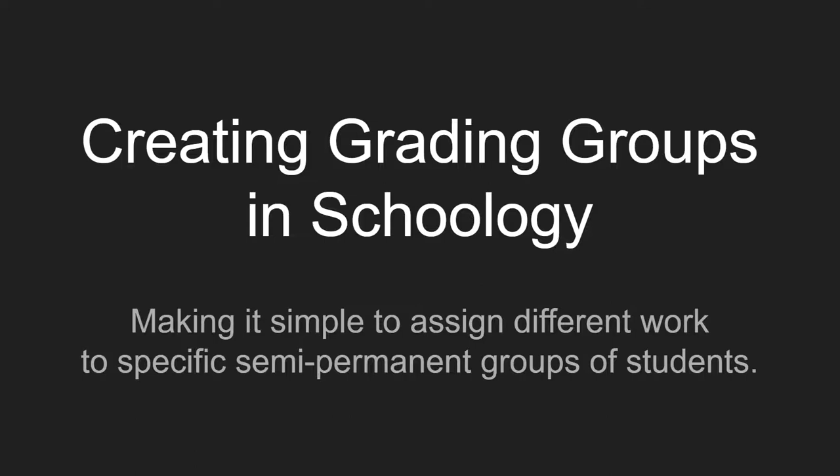This is a video about creating grading groups in Schoology, making it simple to assign different work to specific semi-permanent groups of students. This would be particularly helpful if you had a group of students who needed to receive modified assignments, or if you're trying to create a class where you have one group of students doing one set of things and another set doing another set of things. For instance, if you're running two language classes in the same class of different levels, and you want to have these semi-permanent groups where you're always assigning things differently to those groups.